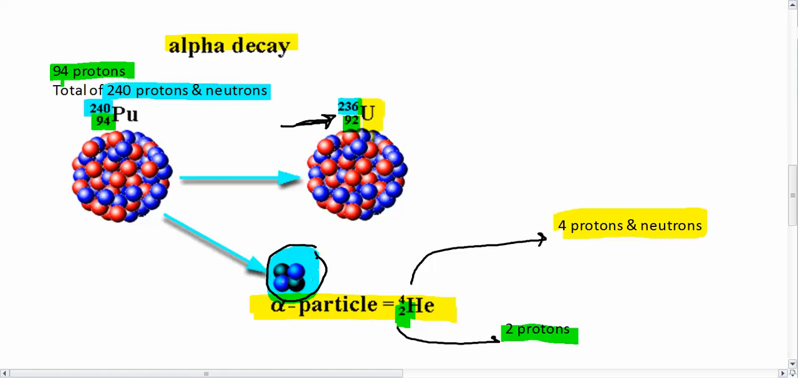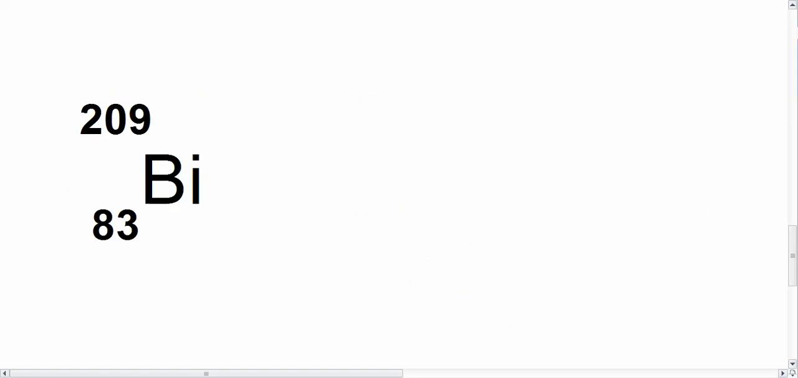Let's do another example. Here I have an element called bismuth, Bi. So ask yourself, how many protons are in bismuth? You should be able to figure out that there are 83 protons in bismuth, because that's what this number 83 down here means. It's the atomic number, the number of protons. And if you looked up Bi on the periodic table, you should find that it's number 83.